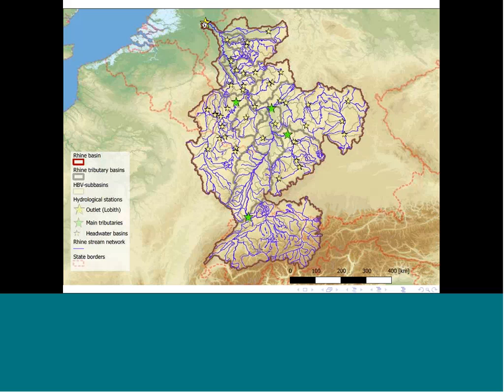You'll see a couple of stars, and on the map, the yellow star is the outlet at Lobith. There are four main tributaries. We have the Mosel, the Neckar, the Main, and here the Swiss Rhine that'll come back in a second. And then you see approximately 40 small stars at some of the headwater basins. These aren't really headwater basins in the sense that some of these could be relatively large, but these are the smallest entities in the hydrologic model that we used. I think the largest of these is approximately 2,000 square kilometers large. And if you compare it with the outlet at Lobith, that's approximately 170,000 square kilometers large. So it's a considerably sized basin for mainland Europe anyway.